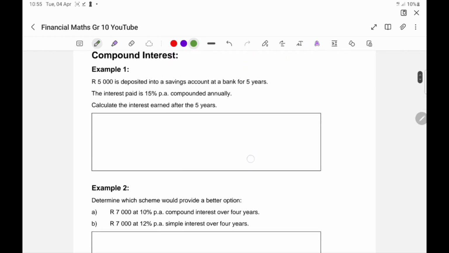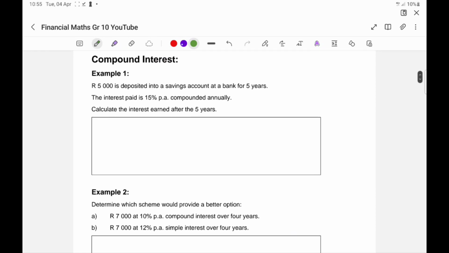Okay, let's move on to the next one. Compound interest. All right, example 1. 5,000 Rand is deposited into a savings account at a bank for 5 years. So let's highlight all our given information. The interest is paid at 15% per annum compounded. Calculate the interest earned after 5 years.